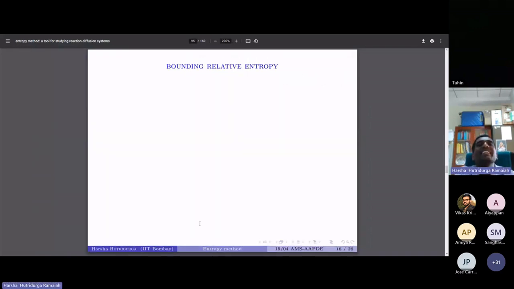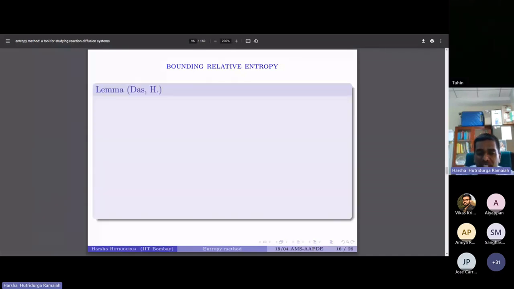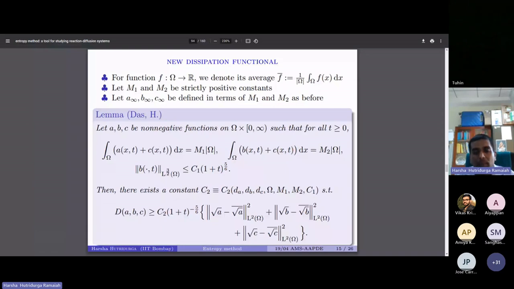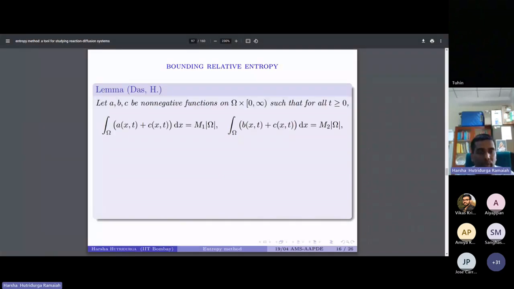Now, this is not as neat as the Desvillettes and Fellner non-degenerate case. So we have to relate the lower bound that we have in this result back to the relative entropy, E of A, B, C minus E of A infinity, B infinity, C infinity. That's what we will do next. We will bound the relative entropy.